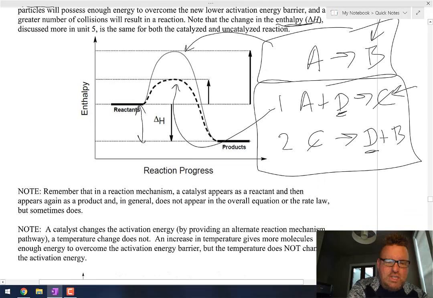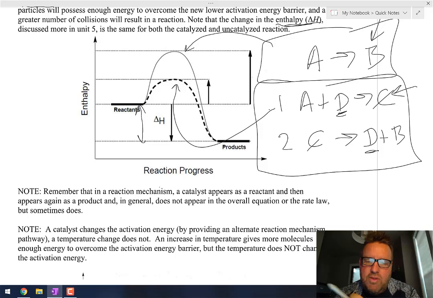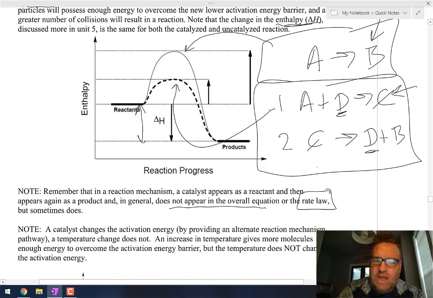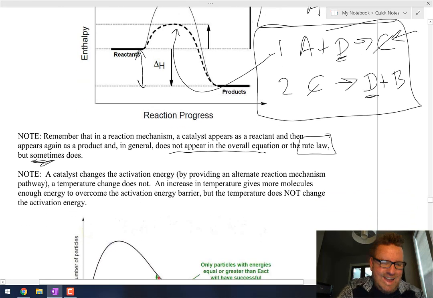Okay, and again, just a couple things. Remember that in a reaction mechanism, a catalyst appears as a reactant, and then again as a product, and in general does not appear in the overall equation. And it usually doesn't appear in the rate law. It definitely does not appear in the overall equation, but we've seen examples where it does appear in the rate law, sometimes. Okay, and make sure we understand this. A catalyst is the only thing that changes the activation energy. And it does that by providing that alternate reaction mechanism like we saw right here.